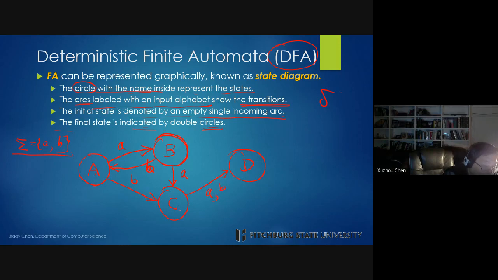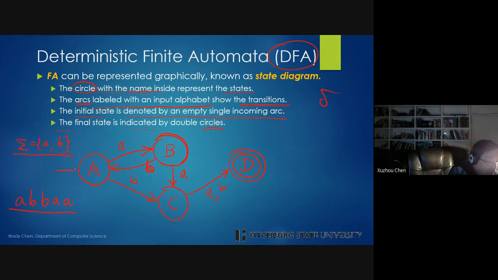So anyway, this is a very simple finite automata, a simple finite state machine. And I also say D is the final state, or the accepting state. Now, how does the finite automata work? Let's say I give you an input string, say A, B, B, A, A. That's an input string, right?